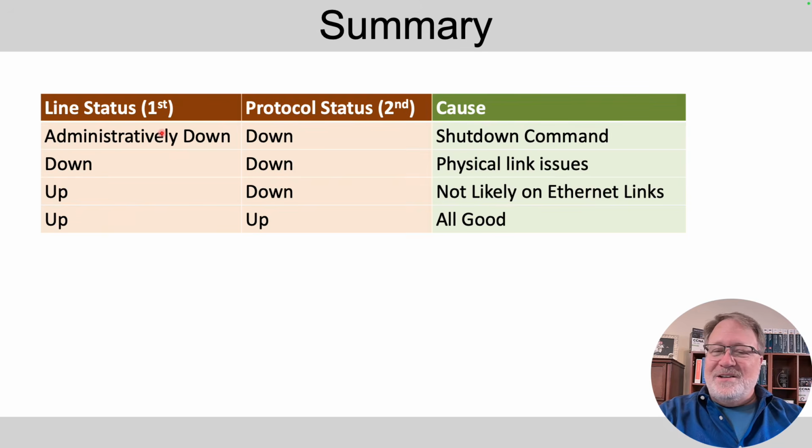So to summarize here, administratively down, you've got a shutdown command configured. Down, that's the catch everything cabling problems. Up, down is unlikely. Up, all good. Interface is useful.